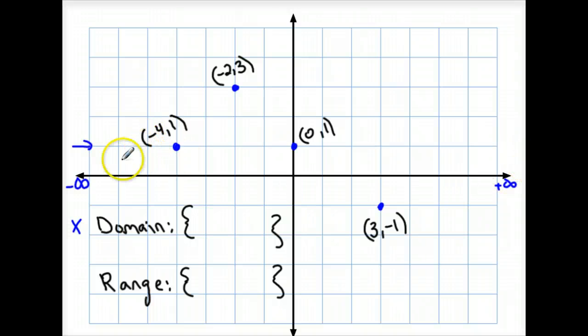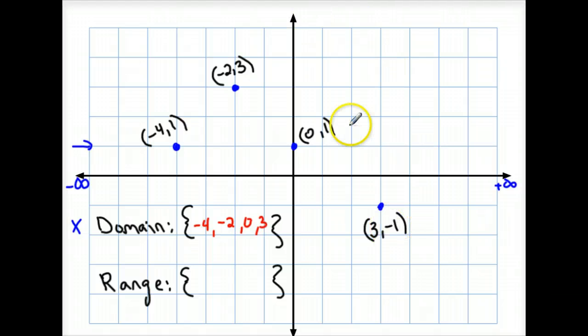So what is the first x value you see here going from left to right? You should see a negative 4, followed by a negative 2, followed by 0, and ending with 3.